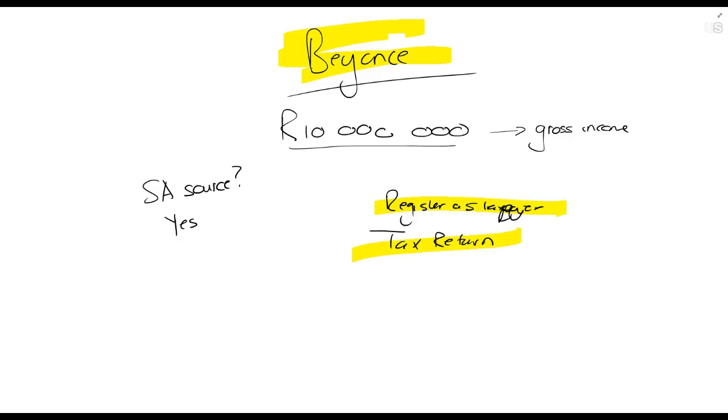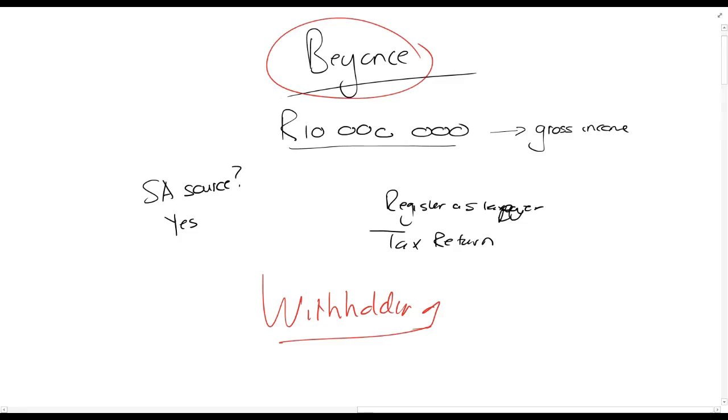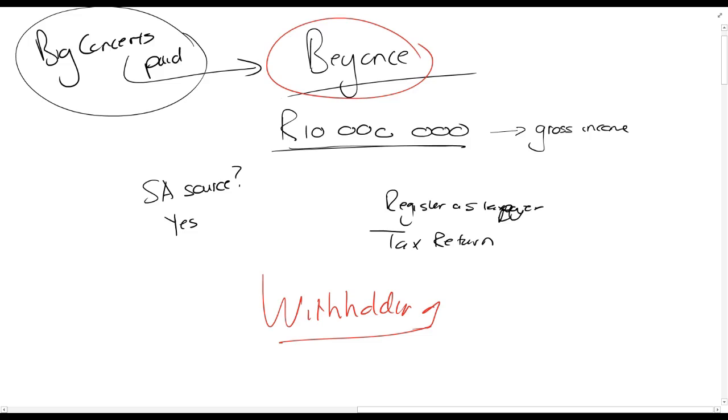So then we have a situation where we say, legally, in terms of our laws, Beyonce, you need to pay tax, but now we can't get you to pay. So what they've done is they created withholding taxes. And what the withholding tax says is, Beyonce, who paid you? Let's just say it was Big Concerts, just for the sake of argument. So Big Concerts paid Beyonce the 10 million rands. The withholding tax is they will go to Big Concerts and say, okay, the withholding tax is 15%. So 10 million times 15% is 1.5 million rands.